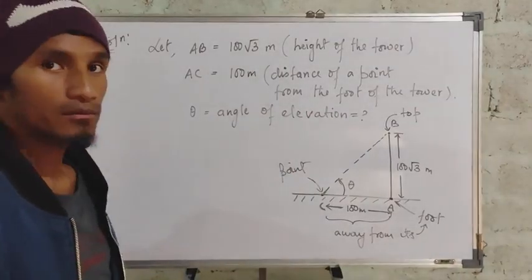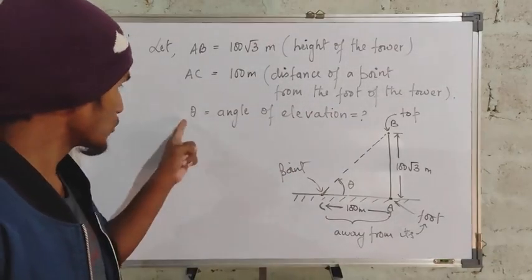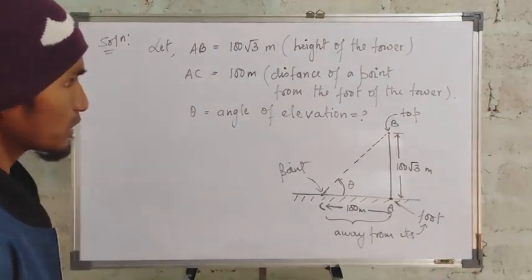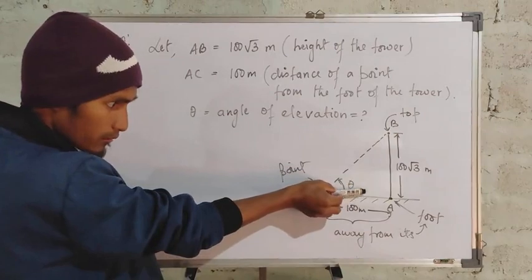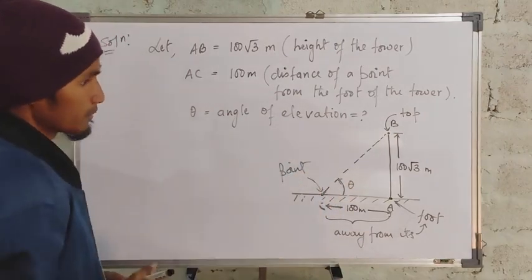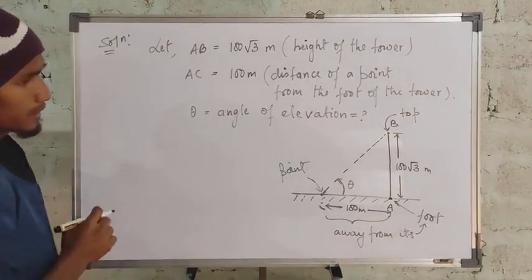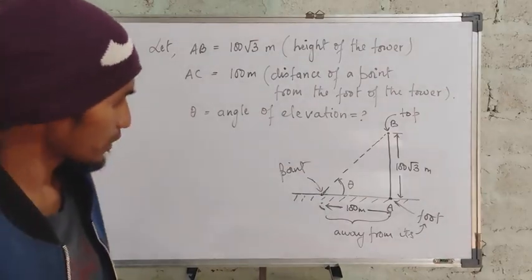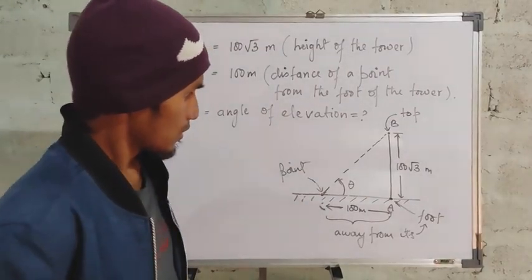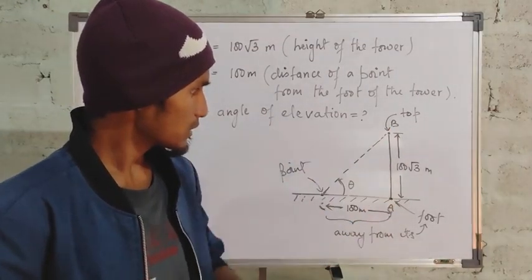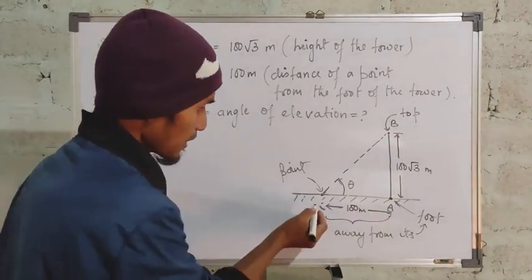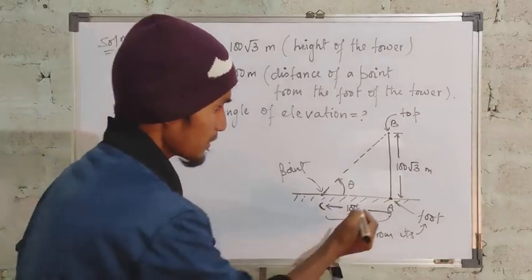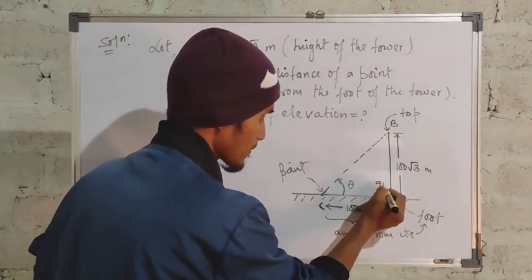And what we need to find? We already got it. Now we need to find the value of theta. How much is this angle, the rotation from here to here? Okay. Now look at this figure. What have we seen? AB is a perpendicular or a base. Now remember, this is 90 degree.